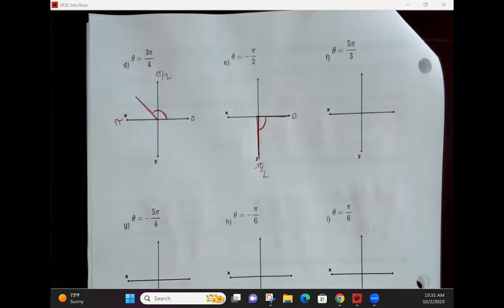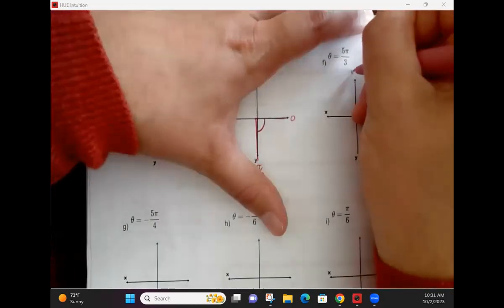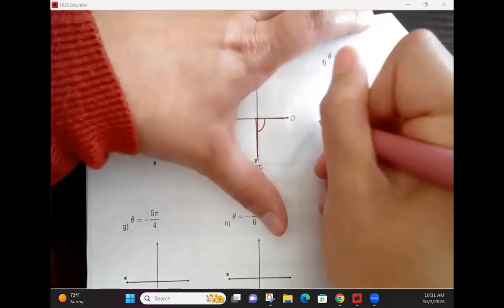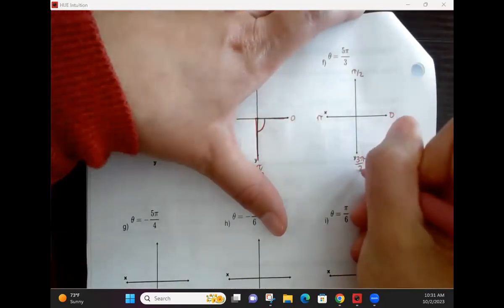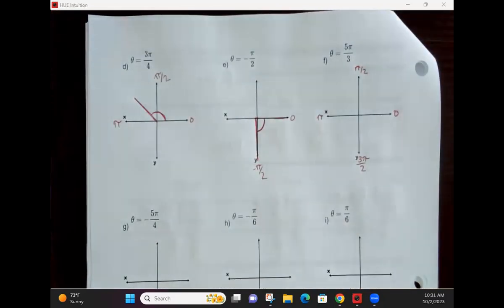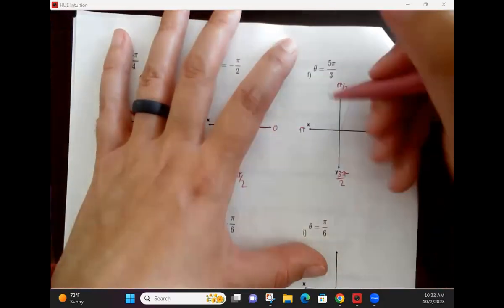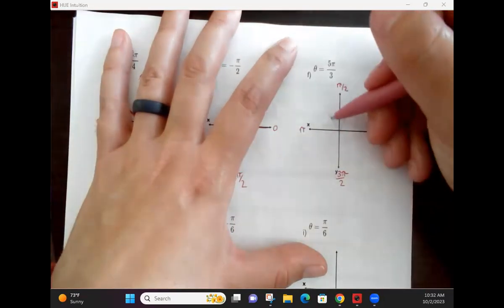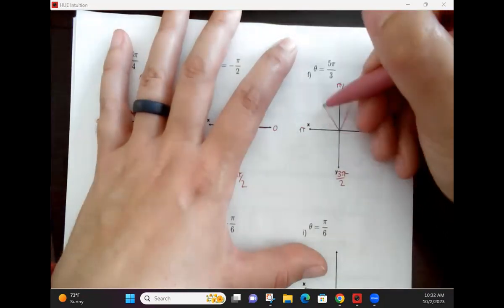Five pi over 3. So here's 0, pi over 2, pi, 3 pi over 2. My denominator is 3, so I'm looking at thirds. So I'm just going to very lightly sketch in about where my thirds would be. My sketches are not going to be perfect. I don't expect yours to be either.